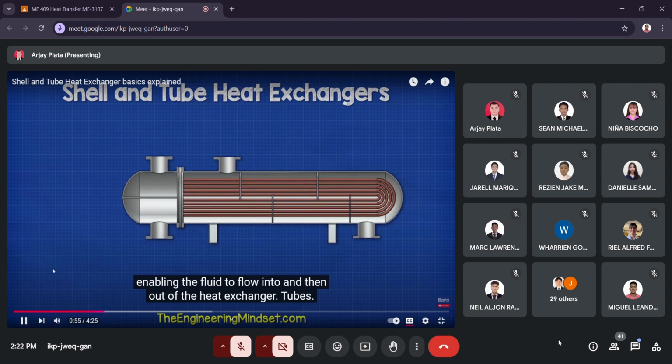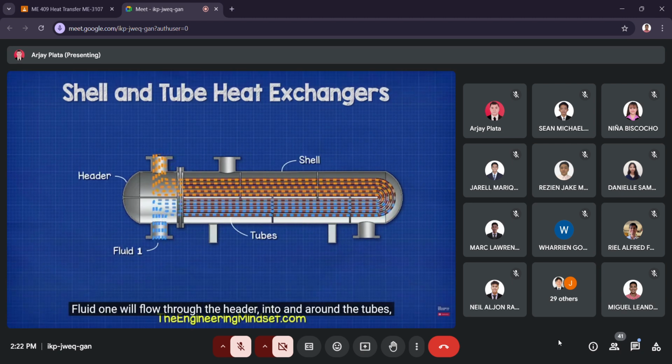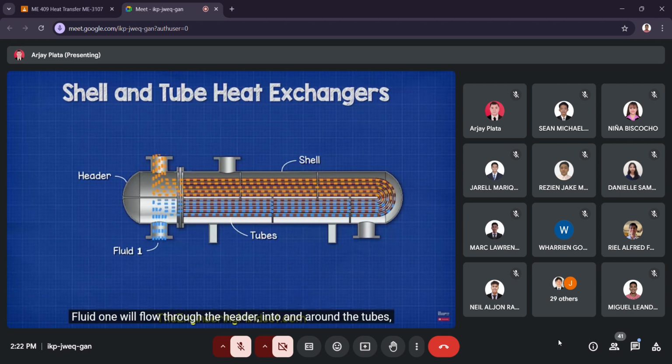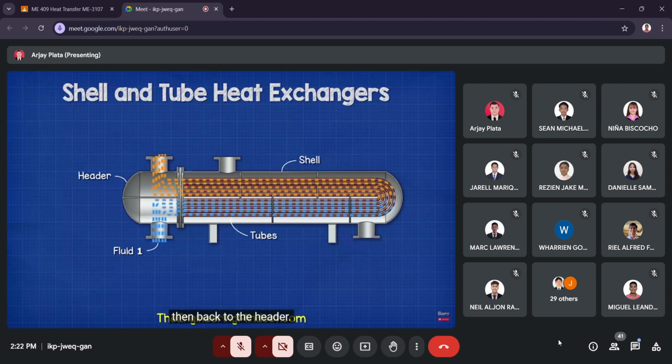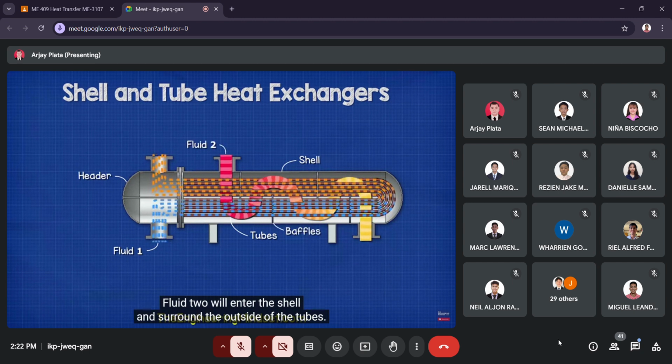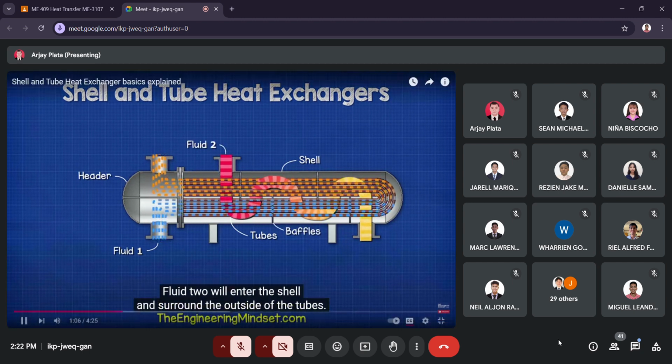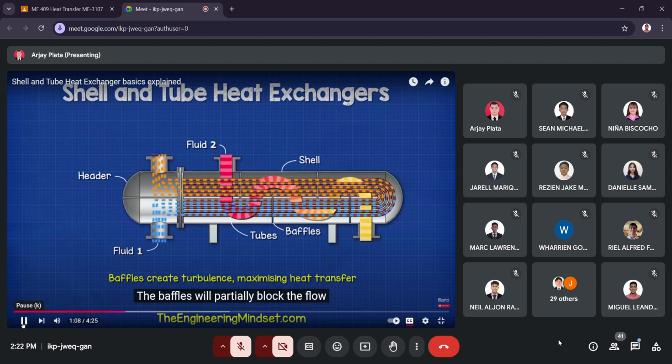Of the heat exchanger tubes. Fluid 1 will flow through the header, into and around the tubes, then back to the header. Fluid 2 will enter the shell and surround the outside of the tubes. The baffle.